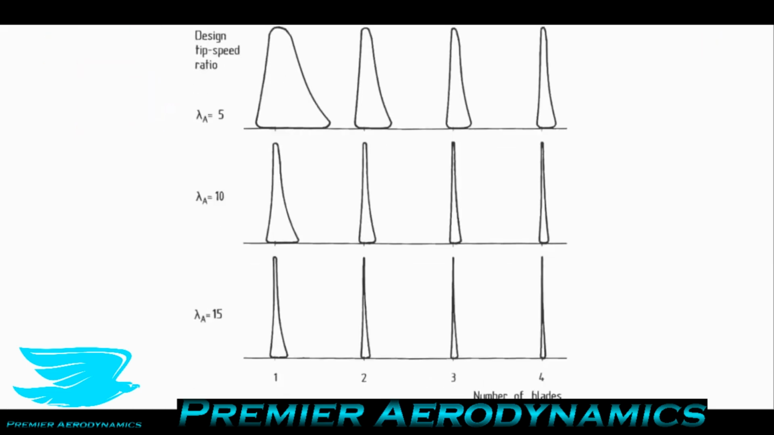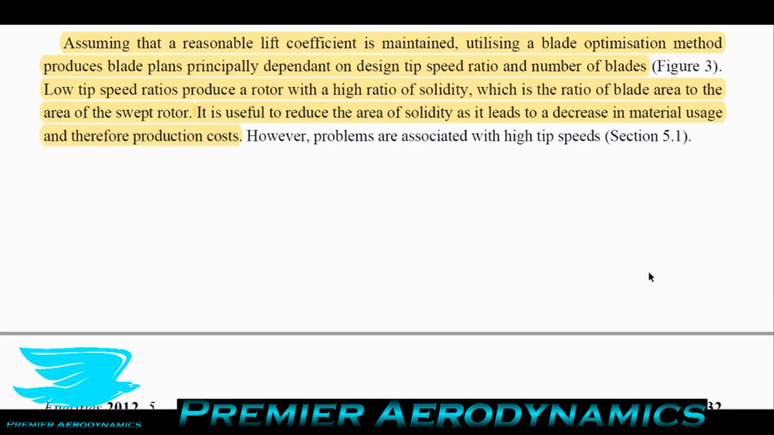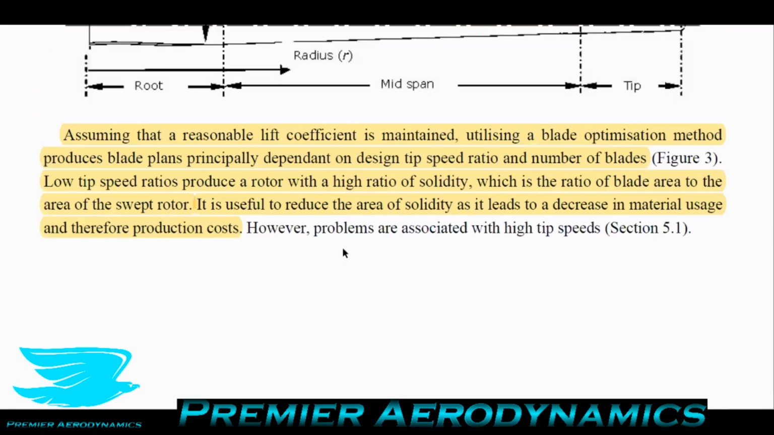And what we can see quite easily is as you increase the number of blades, no matter what the tip speed ratio is, the chord will reduce. That's the most efficient way. What's more, as you increase the tip speed ratio, the blade chord should also reduce. So if you have more blades or they go faster, you should reduce the chord. And once you get to 4 blades and tip speed ratio of 15, the blades are pretty much just like a needle.